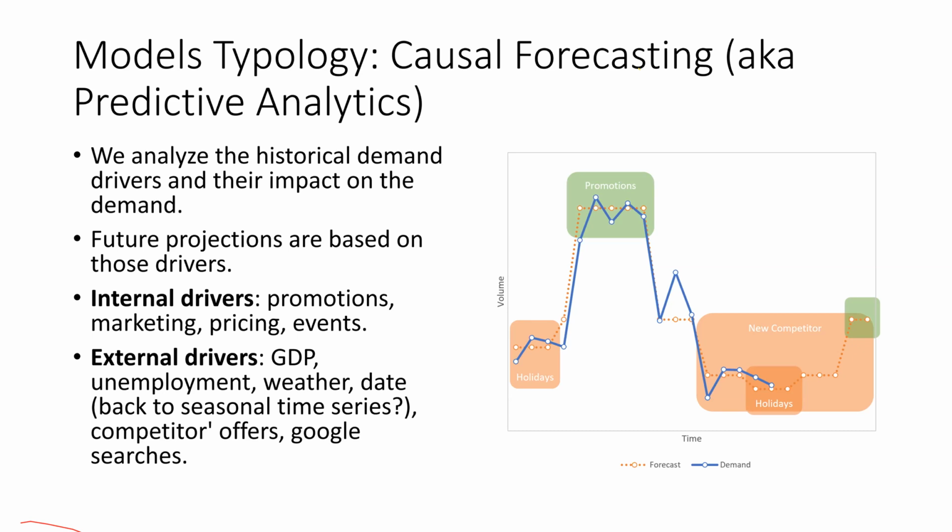Is it some holiday, stuff like that, in order to know what is going to happen in the future. So here in this example, I said, okay, during the holiday, you sell less. When you do a promotion, obviously you sell more. Then you have a new competitor joining the market, so the sales decline again. Then here it's even worse. You get holidays and a new competitor.